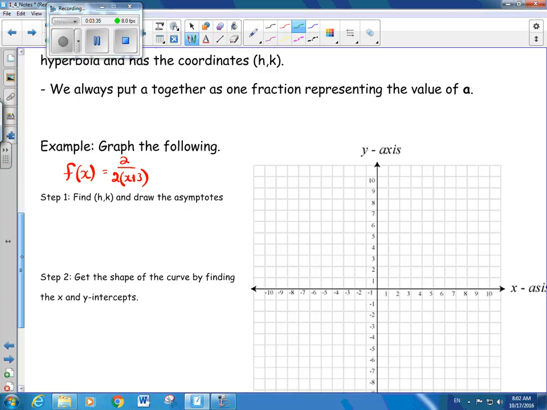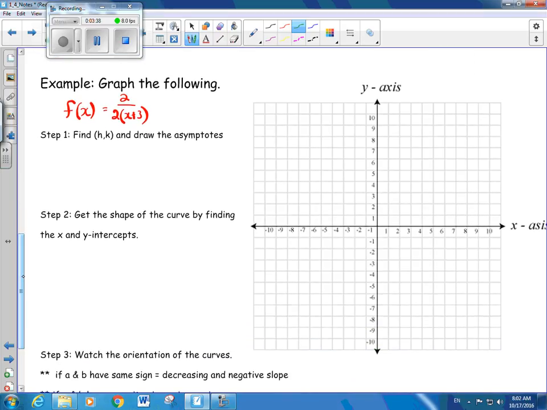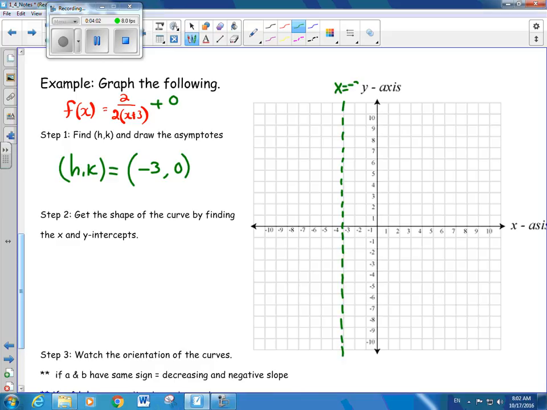If you have to graph the following function, what would you do? First, you should identify your HK. Here HK is equal to negative 3, and here we don't see it, but it's really plus 0. So at negative 3, there's going to be an asymptote. This is x is equal to negative 3. And at 0, here, y is equal to 0. Then you get the shape of the curve by finding the x and y intercepts.